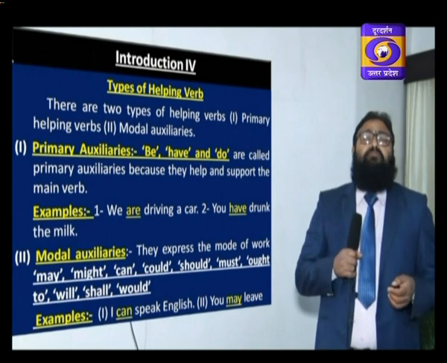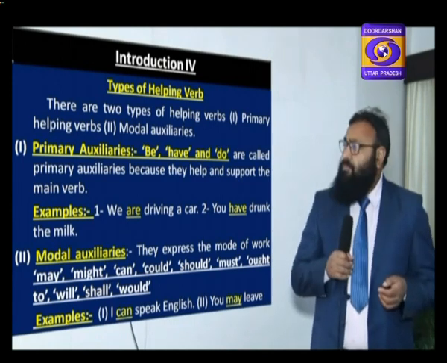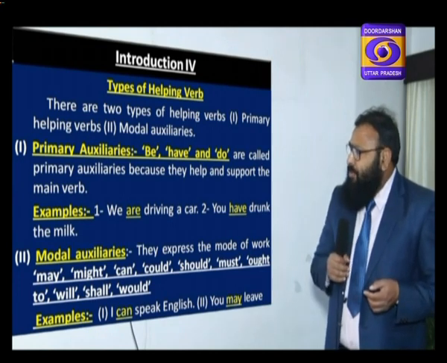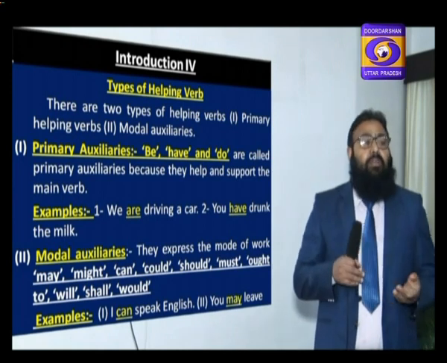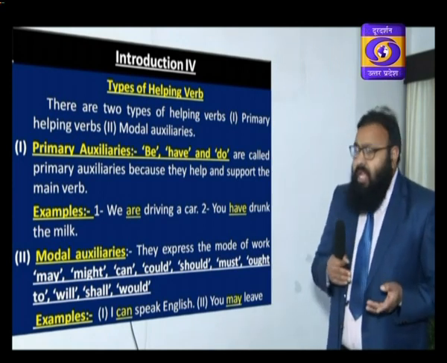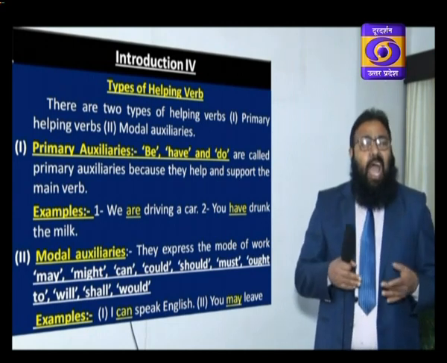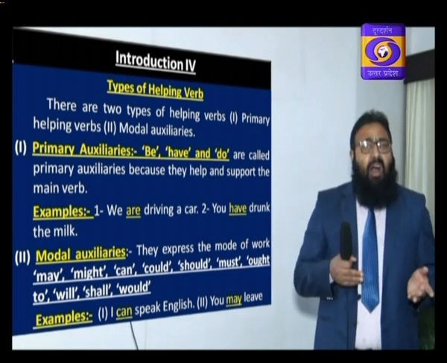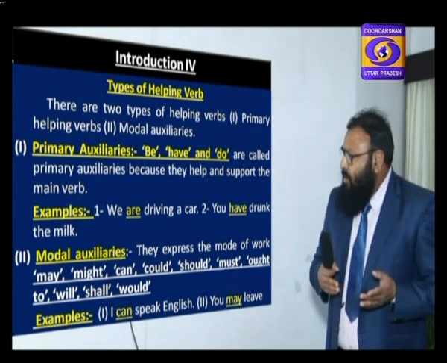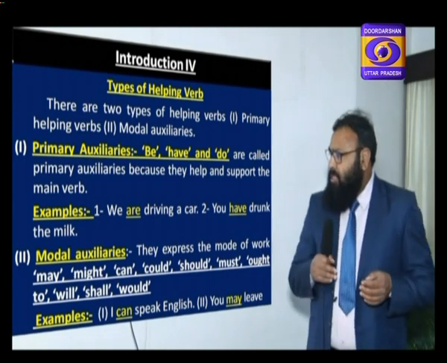Now, dear children, there are two types of helping verbs: primary helping verbs or primary auxiliaries, and modal auxiliaries. Primary auxiliaries or helping verbs are be, have, and do. They are called primary auxiliaries because they help and support the main verb.